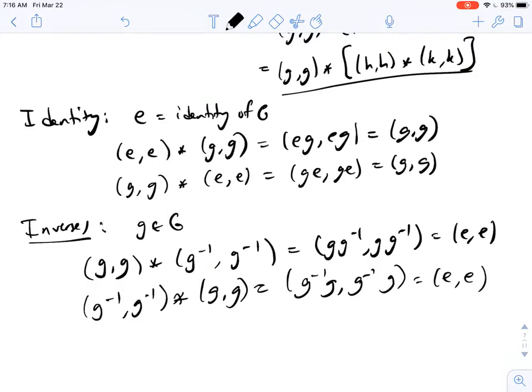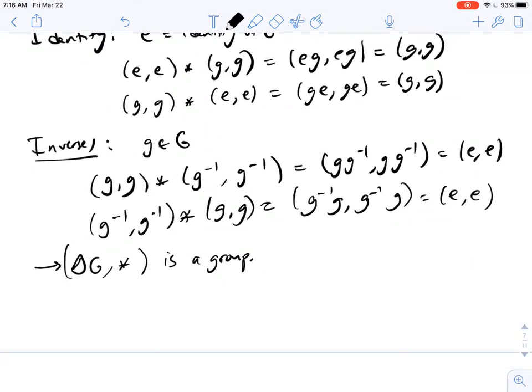All right, so we have verified that delta G is in fact a group when you put this star operation on it. This delta G is sometimes called the diagonal subgroup of G cross G. So just for fun, delta G is a subgroup of the Cartesian product. In the Cartesian product, you're allowed to have any pairs, right? So you can have a g from G, but also a different h from G. But this delta G will be a subgroup.